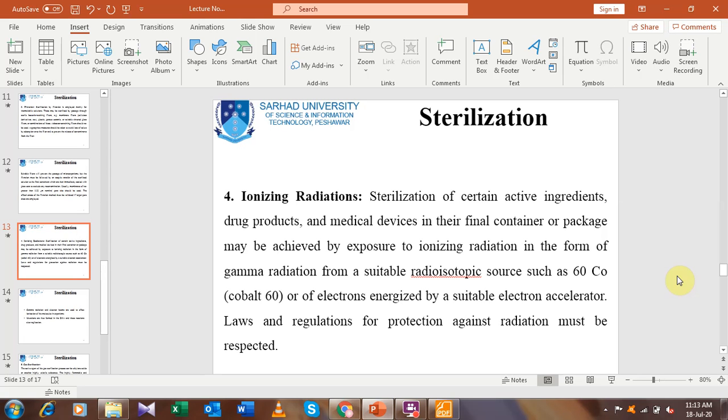While performing sterilization by radiation in the final container or package, and exposing it to ionizing radiation, for example gamma radiation, the standard operating procedures or laws and regulations in order to protect the environment and the personnel working in that particular area should be followed.